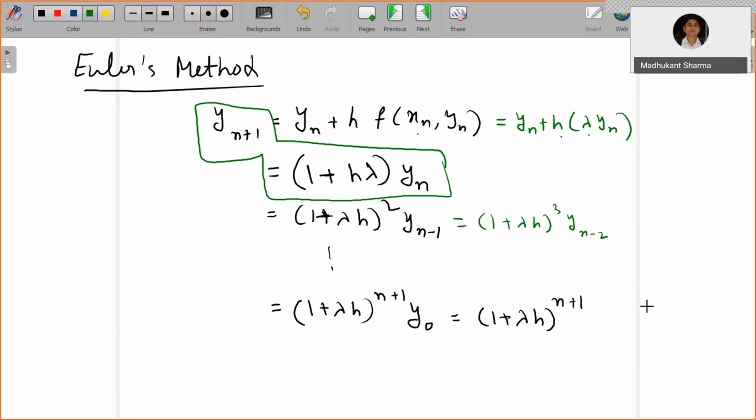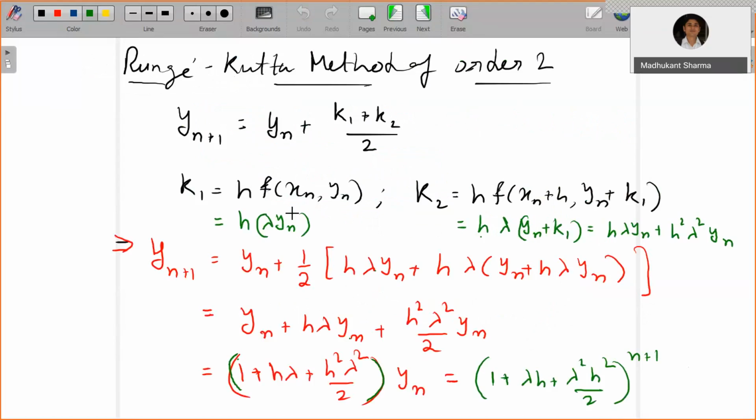Let us hold on for a second and look at the final expression for the Runge-Kutta method here. What will be the Runge-Kutta method of order 2? If I define it explicitly, the expression is given by this equation: yn plus 1 equals yn plus 1 by 2 times (k1 plus k2).